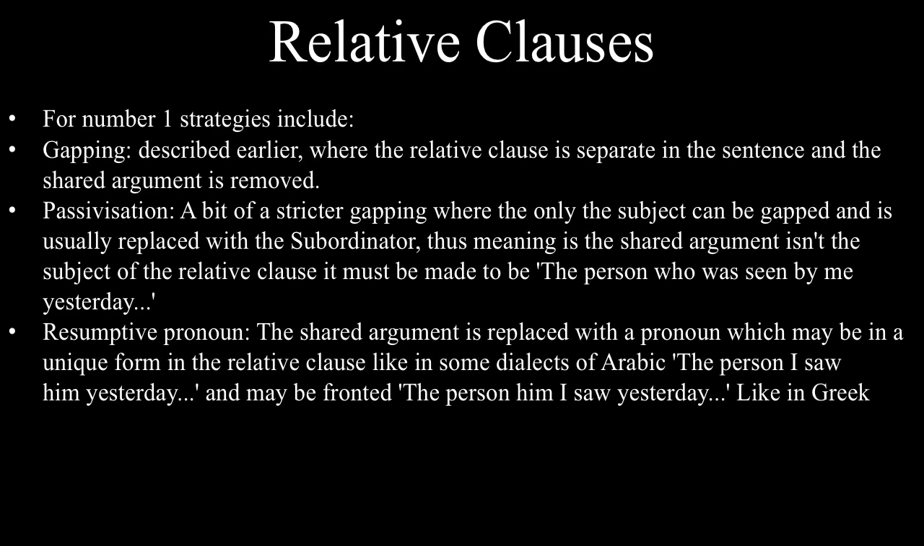For number 1, strategies include the aforementioned gapping, "the person I saw yesterday," passivization, "the person seen by me yesterday," which is usually just a stricter form of gapping where only the subject is allowed to be gapped, and passive voice must be used when the object needs to be instead. There is a resumptive pronoun, "the person I saw him yesterday," which is found in some dialects of Arabic, and may be fronted, "the person, him I saw yesterday," like in Greek.